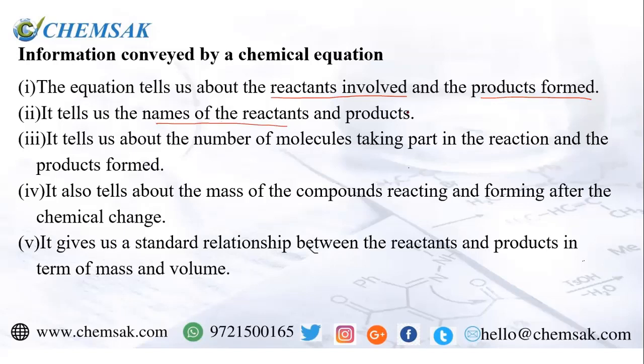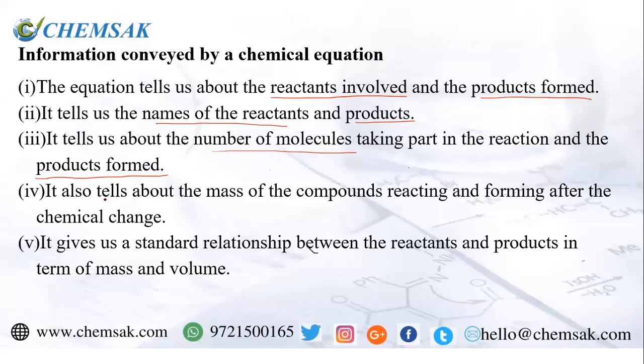अगर इक्वेशन में हम नीचे साथ में रिएक्टेंट के नेम और प्रोडक्ट लिख दें तो उसको भी जानते हैं. Then it tells about the number of molecules taking part in the reaction and the product formed. जो हम लोग मॉलिक्यूल के पहले नंबर लिखते हैं, that is the number of molecules total. जैसे 2H2 plus O2 gives 2H2O. So 2 is the number of the water molecules.